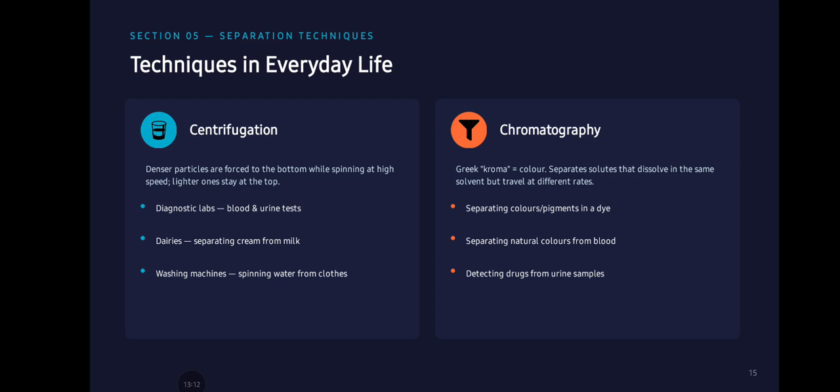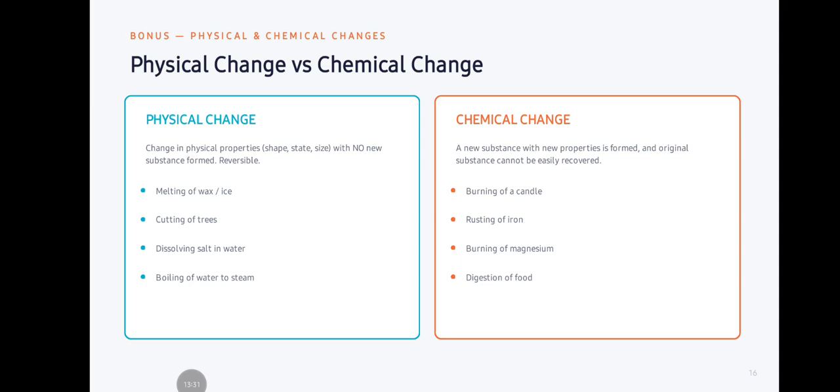And second is chromatography, chroma meaning color, separates solutes that dissolve in the same solvent but travel at different rates. Separating color pigments in a dye. Separating natural colors from blood. Detecting drugs from urine samples.